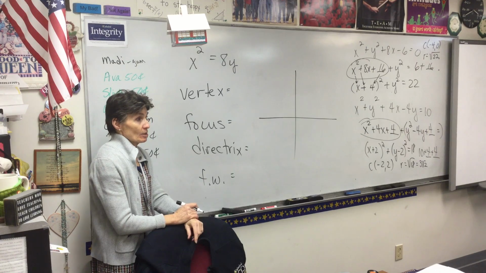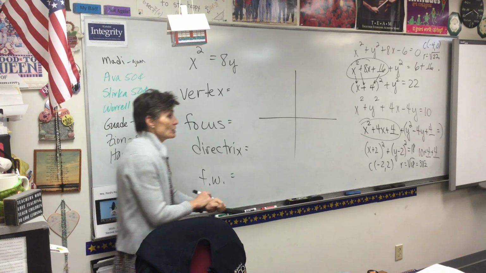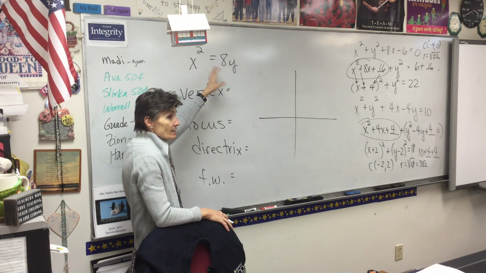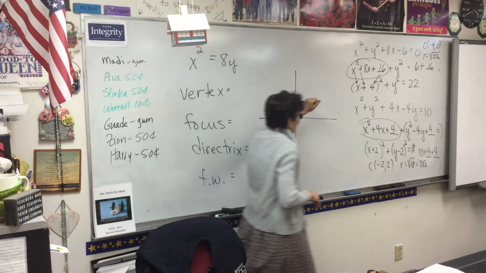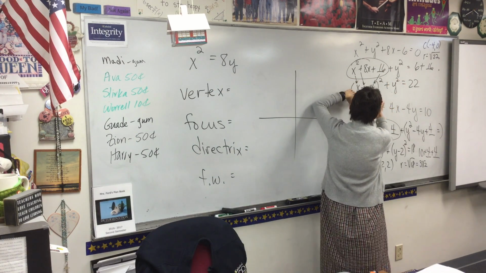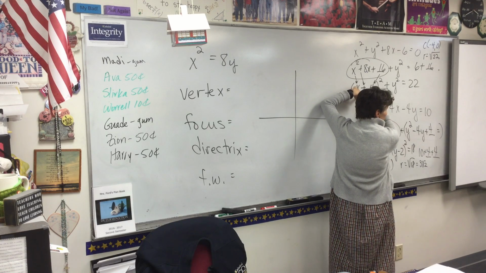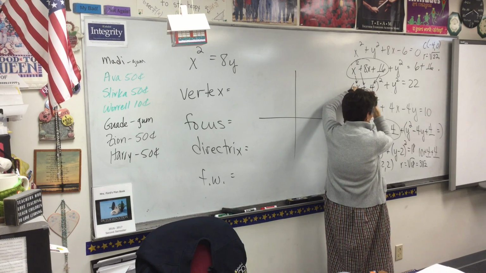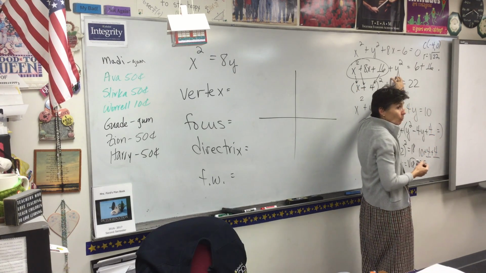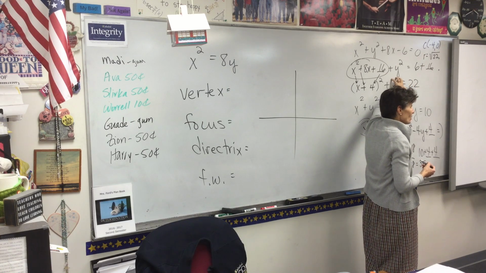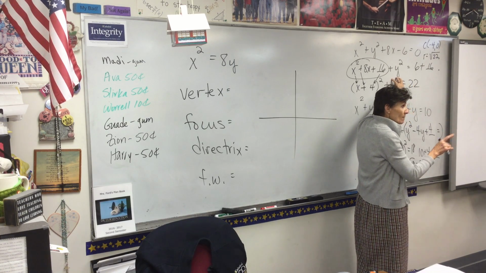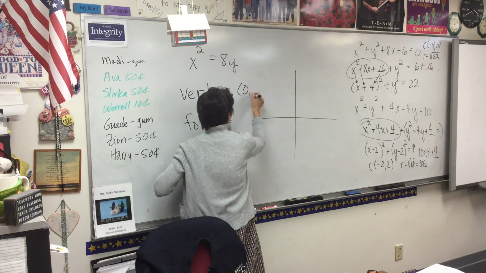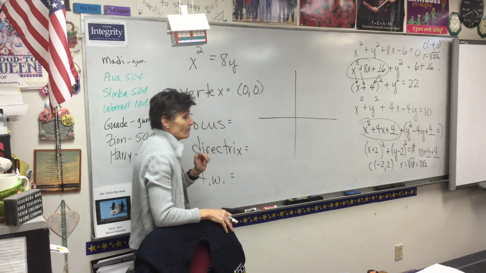As far as the vertex goes, I want you to notice something. Are there any pluses or minuses, anything being added or subtracted in this problem? Yeah. So I want you to think about this example over here. When we had something added to the x, that made the center 4 left, right? But look, there was nothing added to the y, so what happened to the y coordinate of the center? It stayed at 0. If you don't have anything added or subtracted, you are vertexed at the origin.